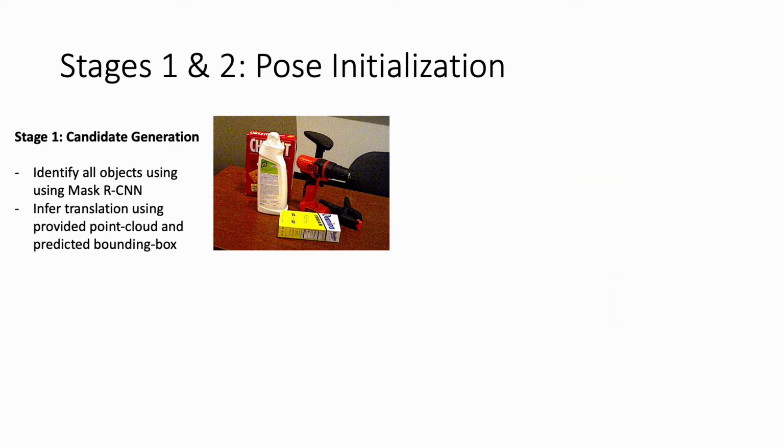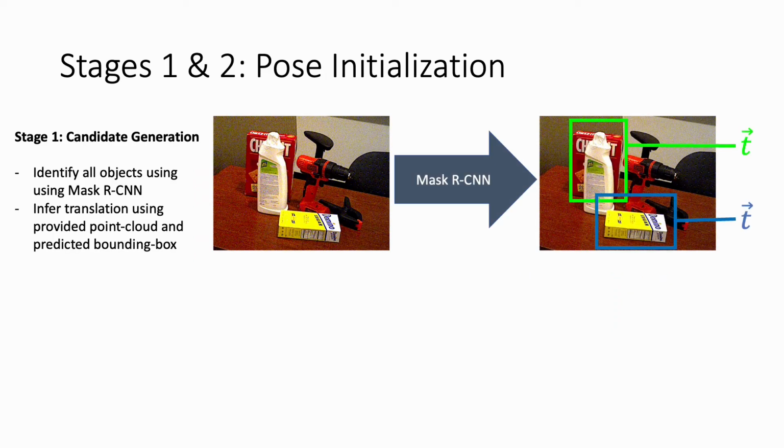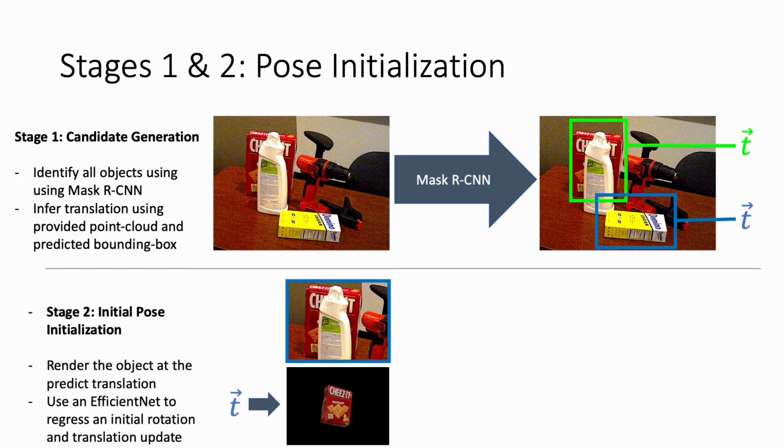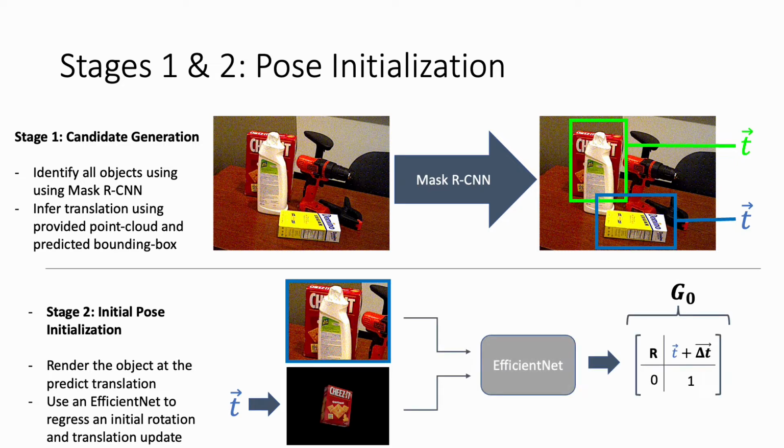Given an input image, we first produce a set of object candidates using a Mask R-CNN. Since a canonical point cloud for each object is known during inference, we infer a 3D translation by aligning the projection of the point cloud with the predicted bounding box. We then render the point cloud using the predicted translation, concatenate the input image, and directly regress an initial rotation estimate and an update to the translation. We call the resulting pose estimate G0.